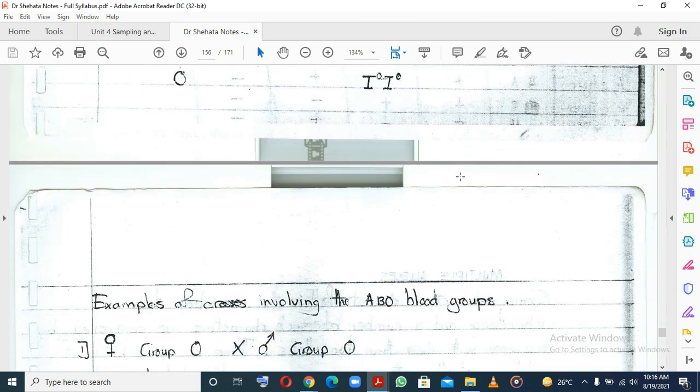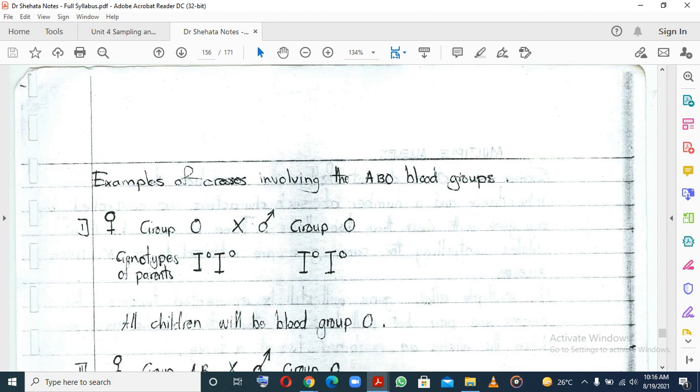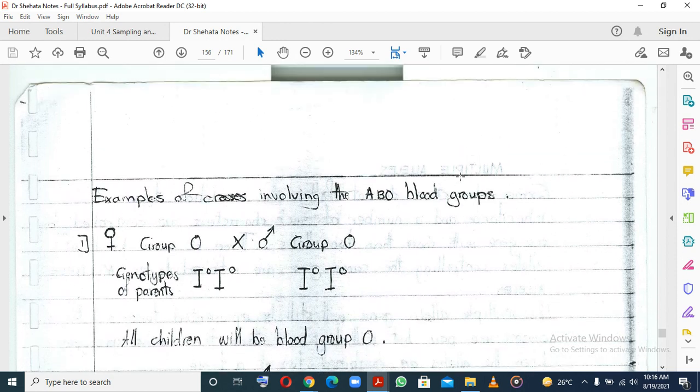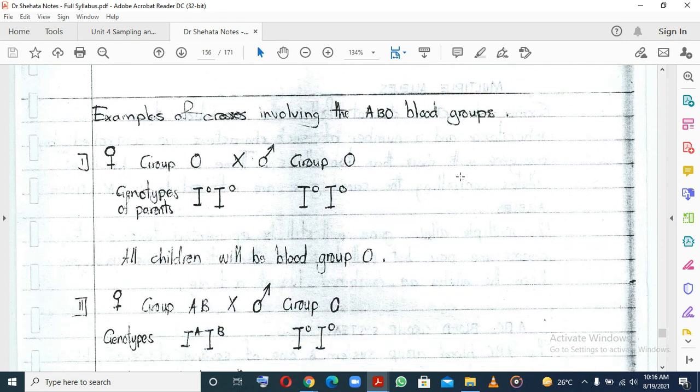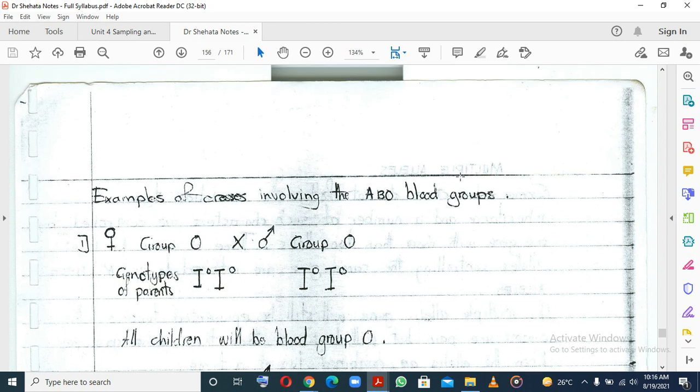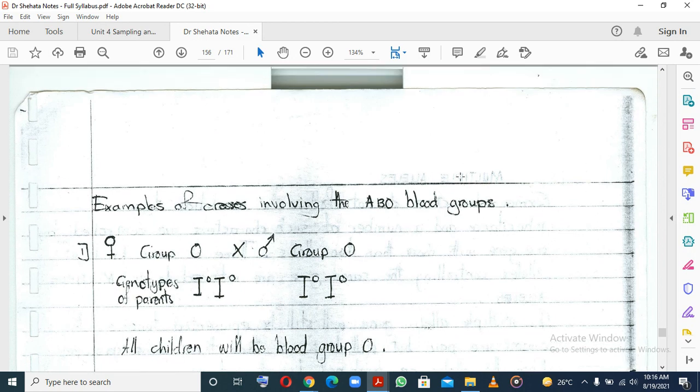So now let's do some crossings on these blood groups. We are going to do some crosses today so that we can have a few of them. The first one is telling us that two parents who are both blood group O, we know their genotype. They are going to be homozygous, because that's the only way you can have a blood group O. So all their children are going to be blood group O.